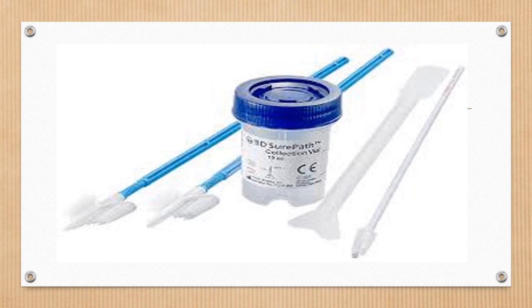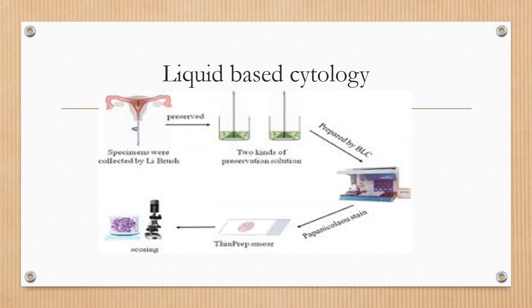This cytobrush or anything from here can be used to take a scraping from the cervix, and in the case of the brush, it is broken off and placed inside this liquid, and then there is a thin slide preparation and it is visualized under the microscope. The cells are collected by the brush in one of two kinds of preservative solutions, and then a fine thin preparation glass slide is made. It is seen under the microscope and then treatment is given.